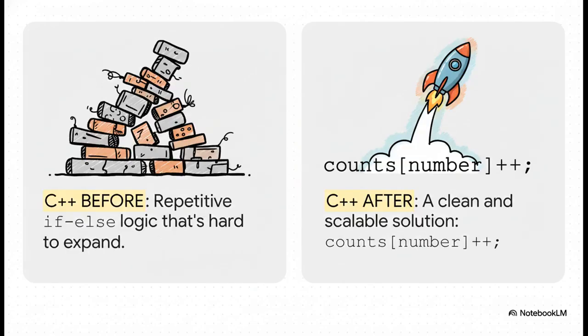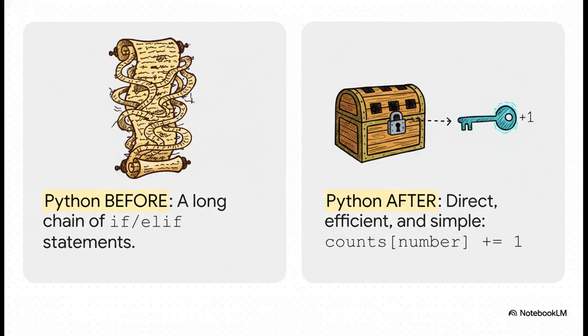And hey, this isn't some Java-specific trick. The very same principle works in C++. We just replace all that clumsy, hard-to-read logic with one direct instruction. The number we're counting becomes the index into our counting array. It's brilliant. And of course, in Python too. This right here, this is the superpower of arrays. They let you use data to directly access other data. It simplifies complex logic and makes your code so much more efficient, readable, and way easier to scale.